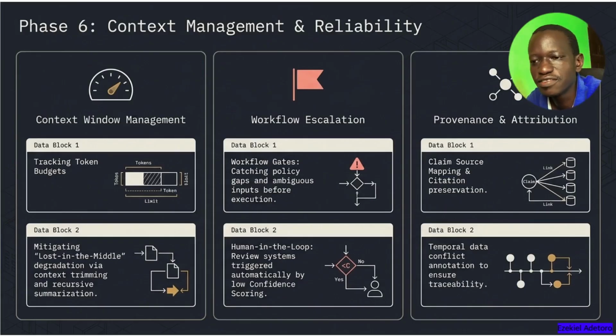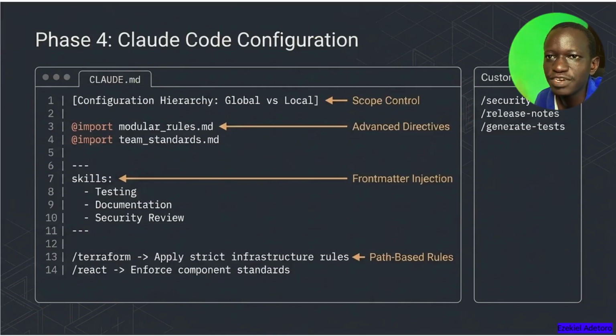In phase 6, we consider context management and reliability. We are going to dive into context window management, workflow escalation, and provenance and attribution. Under context window, we are going to consider tracking token budgets, how you are going to monitor your tokens, mitigation, human in the loop, workflow gates, claim source, temporary data. Those are the things we are going to consider in phase 6.